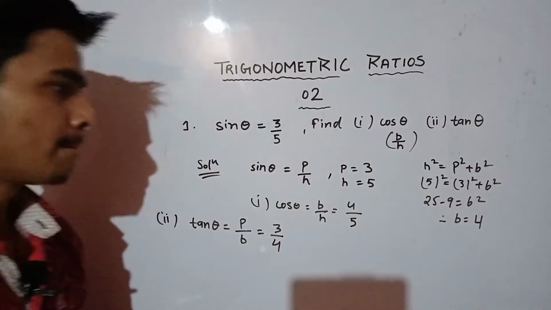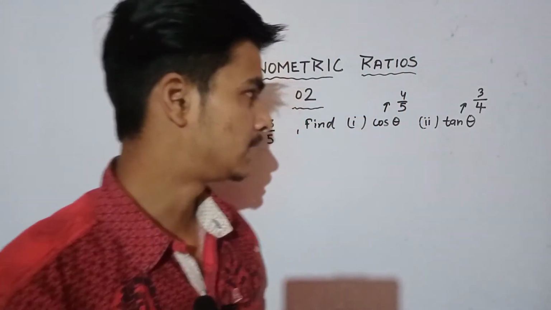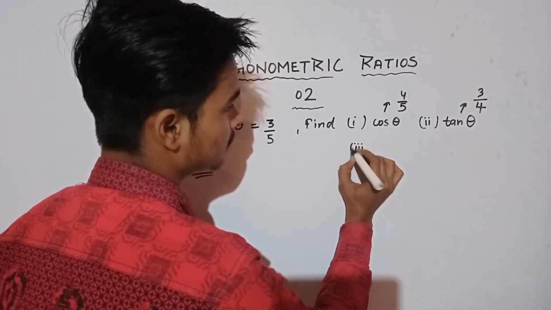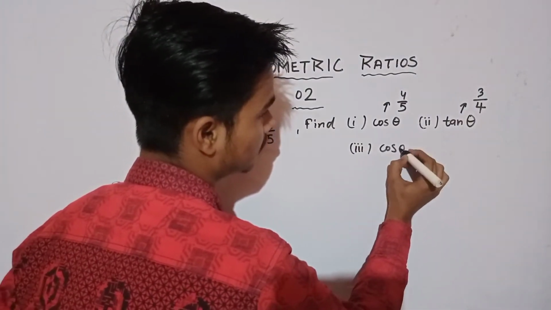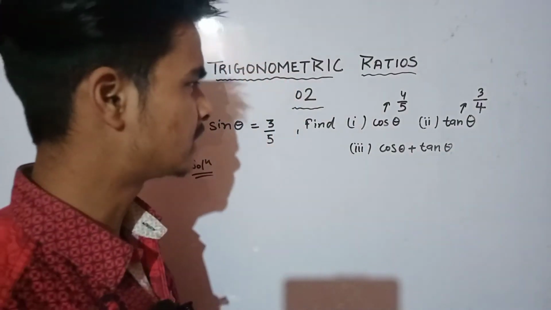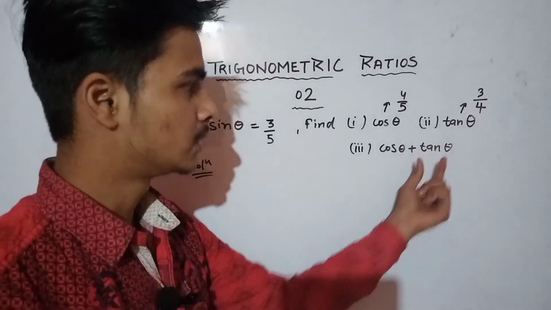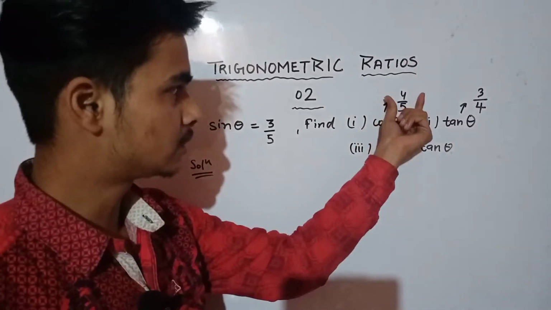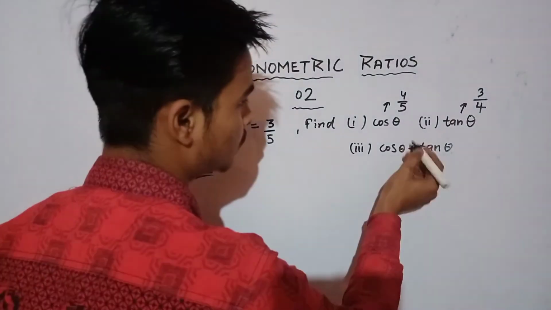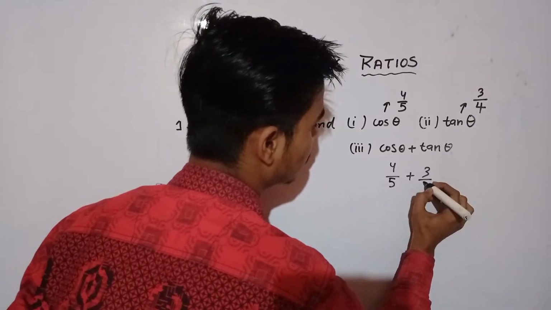Okay, note this. Now suppose let's take it to another level, that if in this particular question it has been asked to find the value of cos theta plus tan theta, then how can you solve? You can solve in this manner only. First of all, you need to find cos theta, then tan theta. We have already found that cos theta is equal to 4 by 5 and tan theta is equal to 3 by 4. So how can you solve this question? Just put the values that you have got, 4 upon 5 plus 3 upon 4.